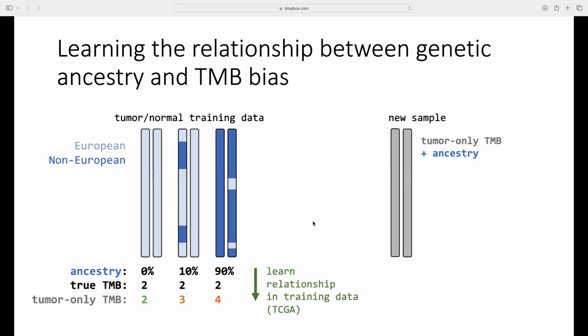And then the idea is now that when we have a new sample that has only a tumor-only TMB estimate and the genetic ancestry inferred in the way that I described at the beginning of the talk, we can now apply this recalibration and get a corrected estimate of their TMB. Now, again, ideally, we would actually have matched normal sequencing on this individual. We're making a probabilistic correction, but this gives us an idea of how much their estimate could be inflated as a function of ancestry.